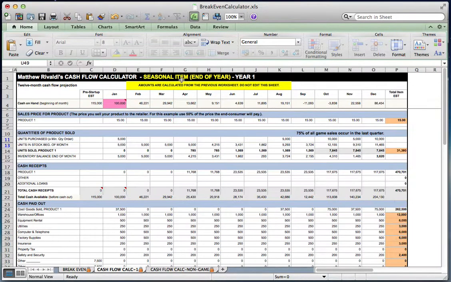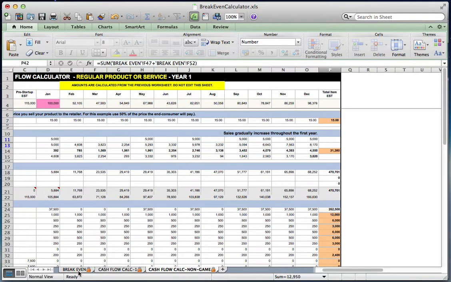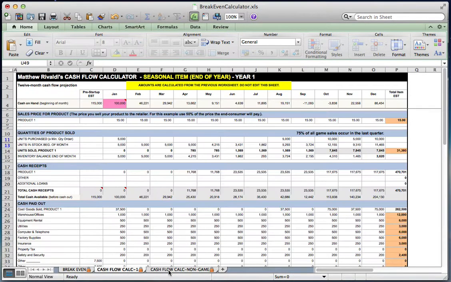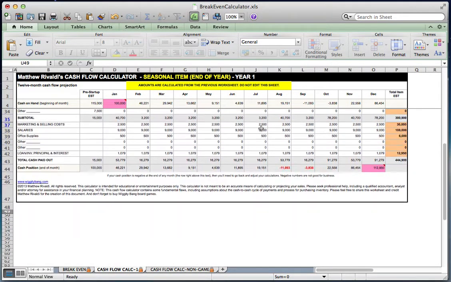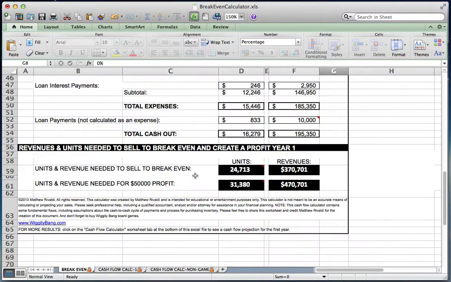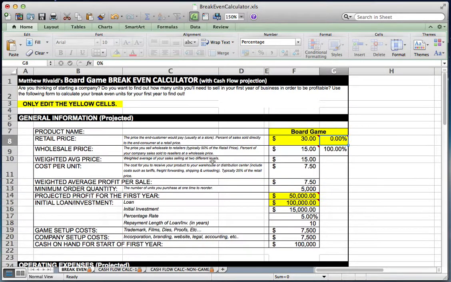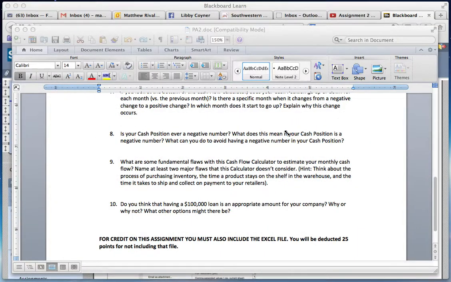So this one is seasonal, and you'll see right here seasonal, and this one says regular. So fill these out. These cash flow calculators, you don't have to enter anything in this. It just calculates it for you based on what you type in the break-even portion in the first cell, first sheet right here.